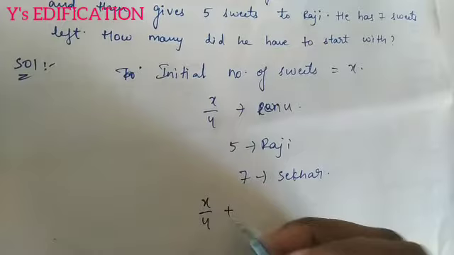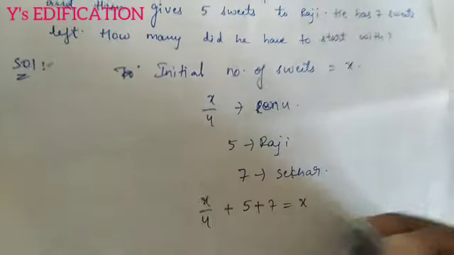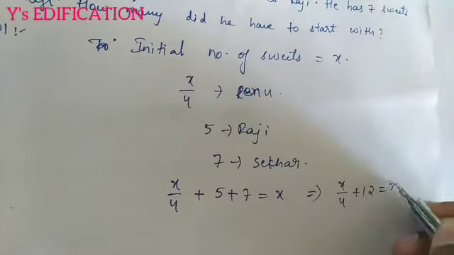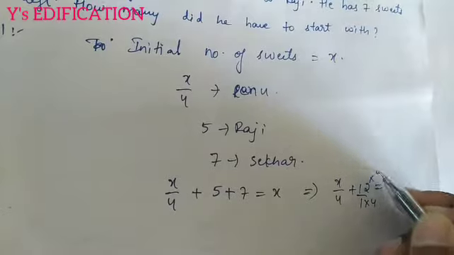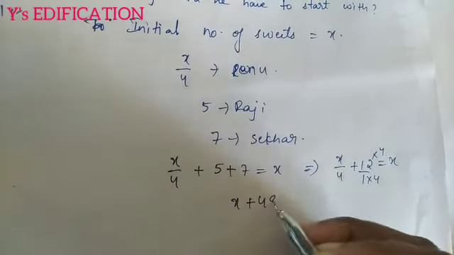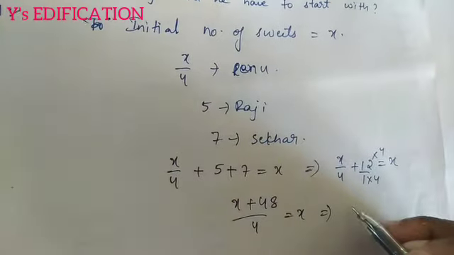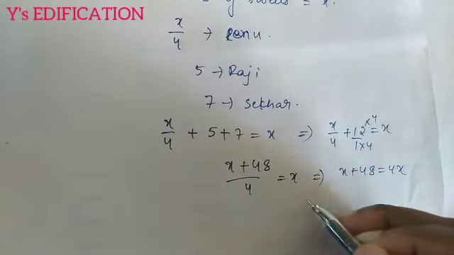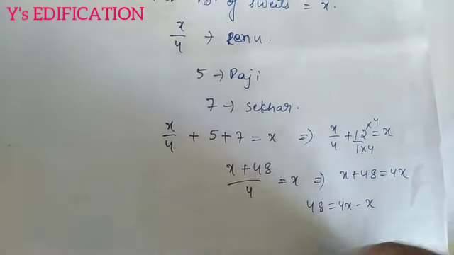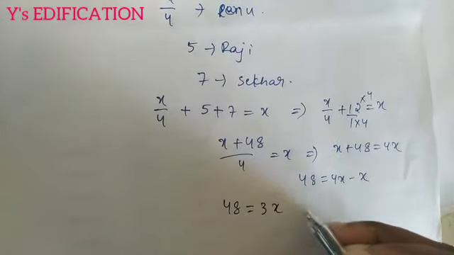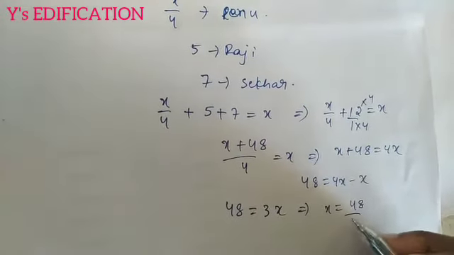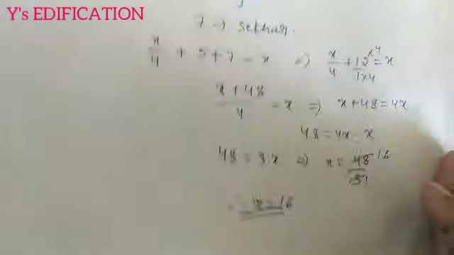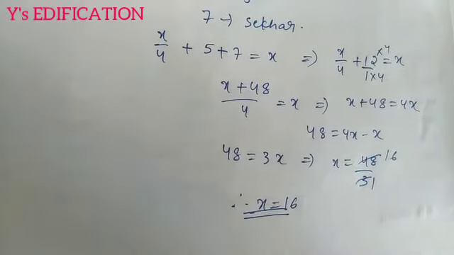So how many are there total? X by 4 plus 5 plus 7 is equal to x. So x by 4 plus 12 is equal to x. So by 1 into 4 into 4, x plus 48 by 4 is equal to x. So x plus 48 is equal to 4x. 48 is equal to 4x minus x. 48 is equal to 3x. We want x value, 48 by 3. 3 into 1, 3 into 16. So the x value is 16. So the initial number of sweets he started with is 16.